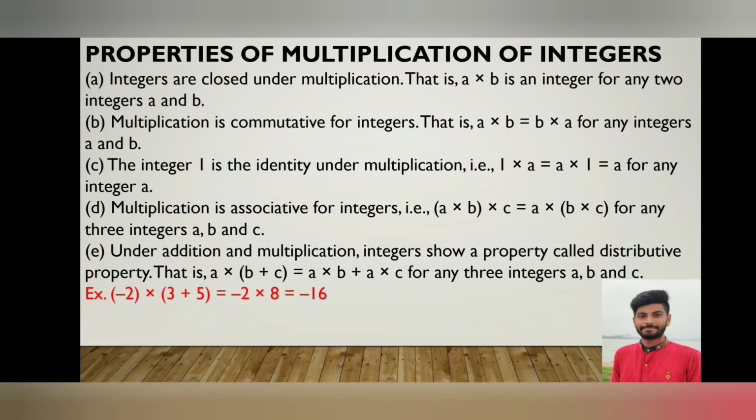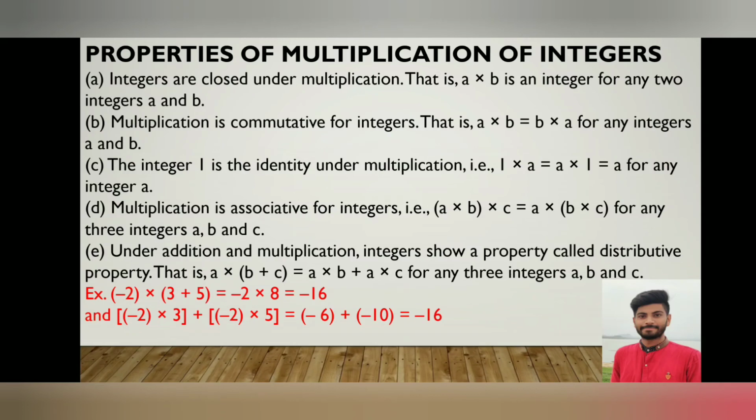Now, one example is minus 2 multiplied by (3 plus 5). We can do minus 2 multiplied directly by 3 plus 5, which is 8. So we multiply minus 2 with 8, and we get minus 16. Similarly, by using the distributive property, we can multiply minus 2 with 3 first, then the plus sign, and minus 2 with 5. So we will get the same answer, that is minus 16.